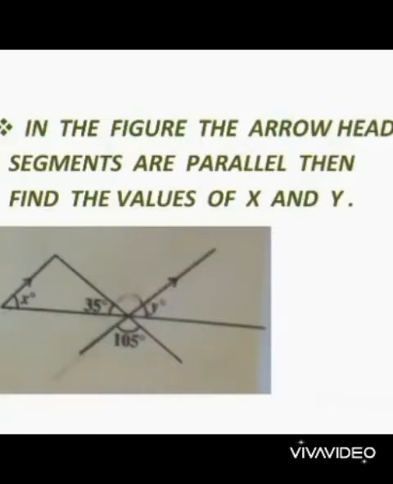Okay, children, let us move to the next question. What is the question here? In the figure, the arrowhead segments are parallel. Then find the value of x and y. So, what have they given, children, in the question? They have said these two lines are parallel. Arrowhead segments are parallel means these two lines are parallel. You have to find out the value of x and y degrees. And here they have given this as 35 degrees and this measurement they have given as 105 degrees. You have to find out the value of x and y.